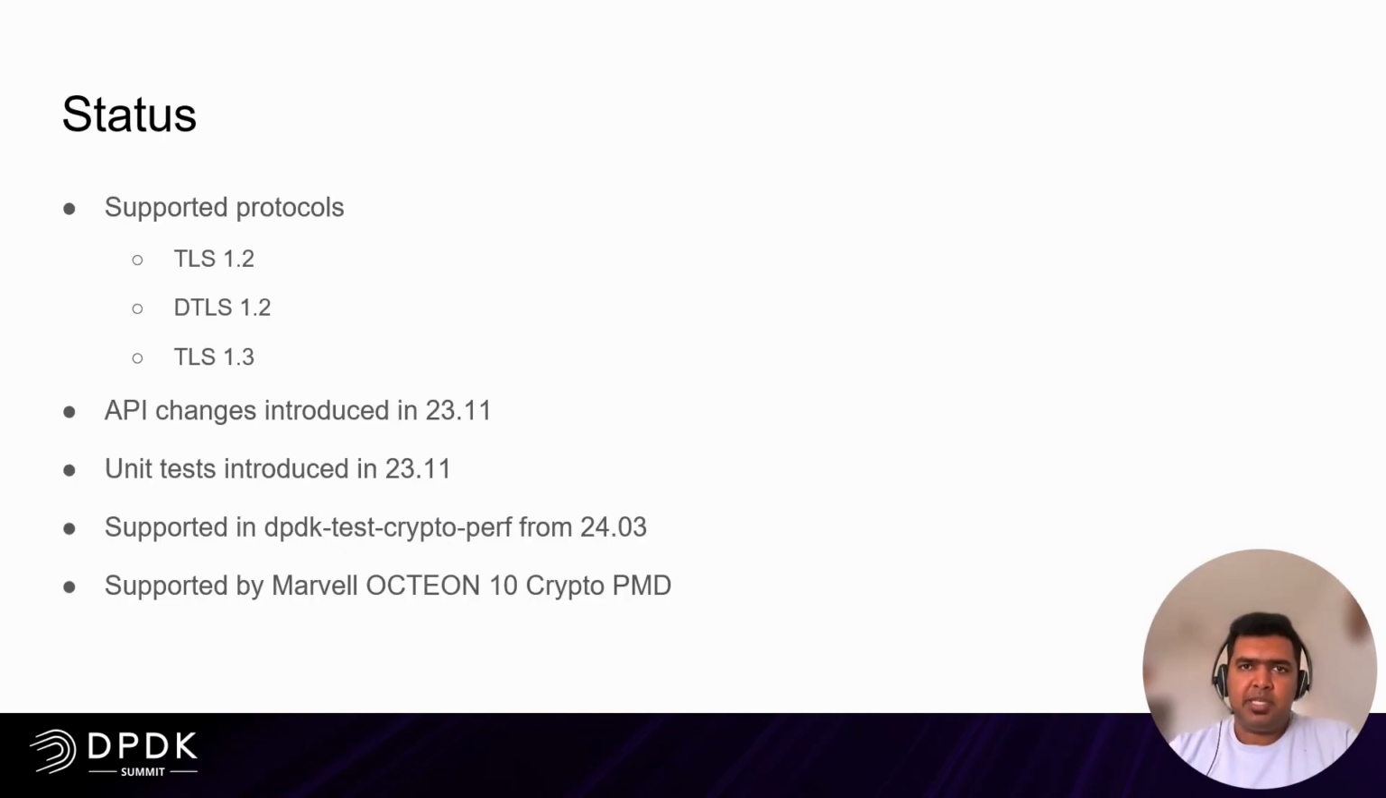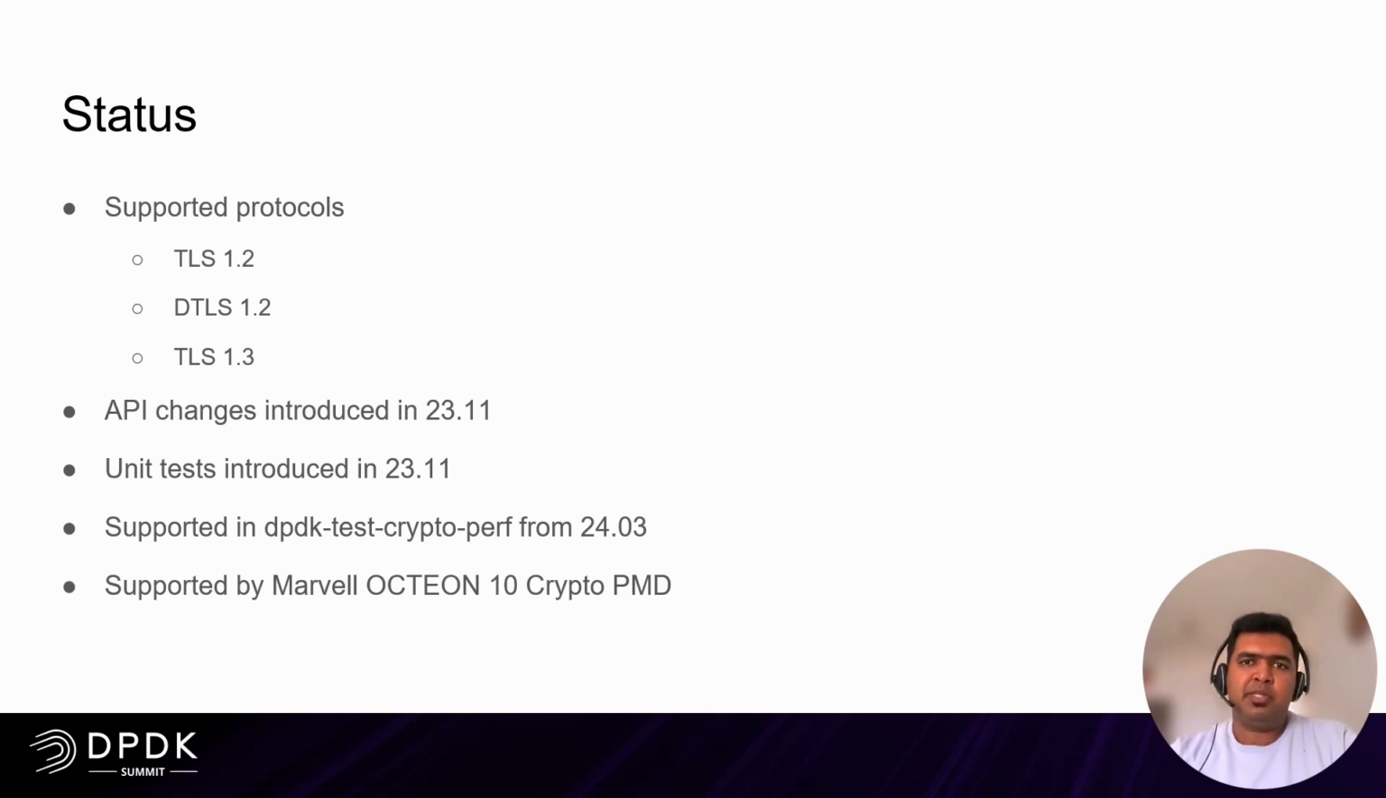Currently, we support TLS 1.2, DTLS 1.2, and TLS 1.3 in DPDK. The API changes were introduced in 23.11. The unit tests were introduced in 23.11, and then subsequently the coverage was increased with every release. Currently, the unit tests cover all the features. There are test cases to test all algorithms with all packet sizes for each protocol, etc.